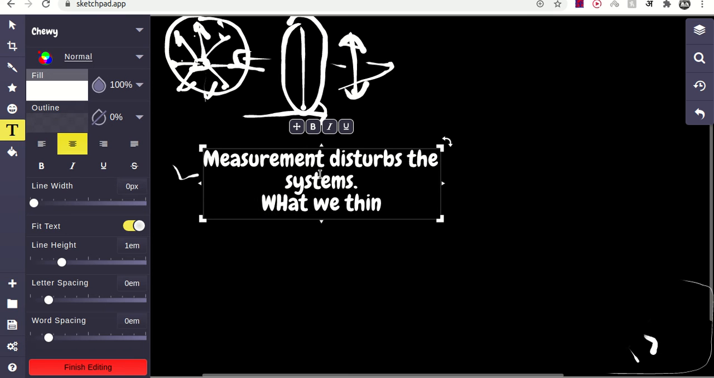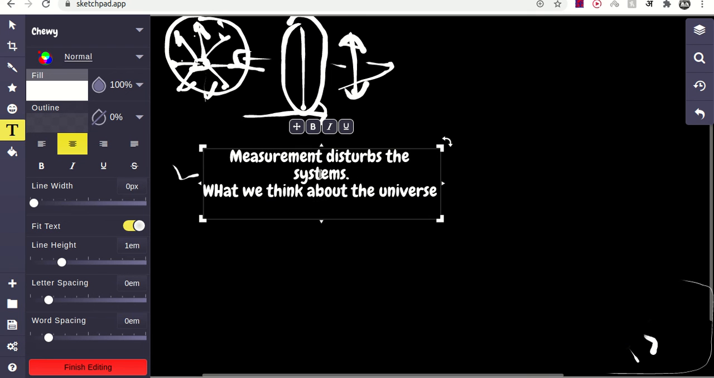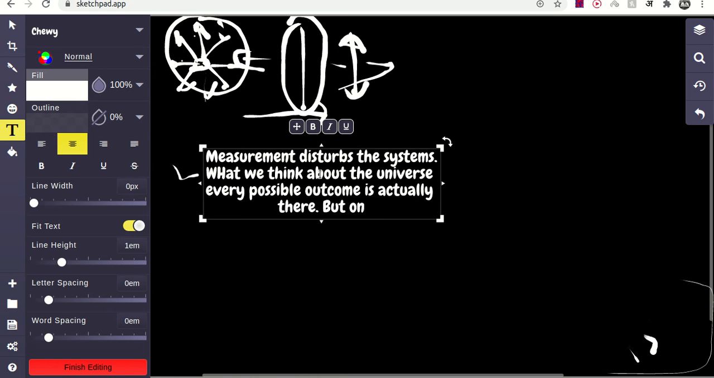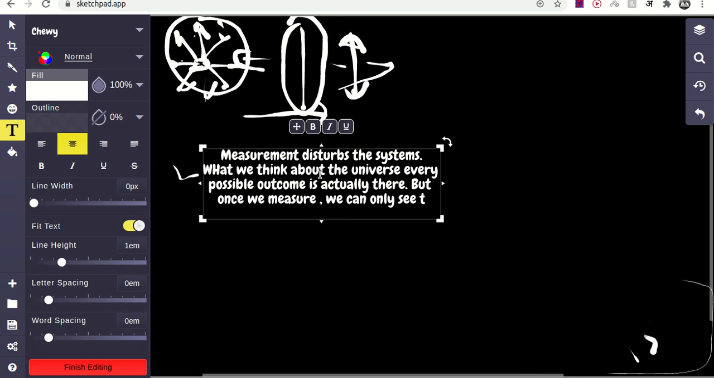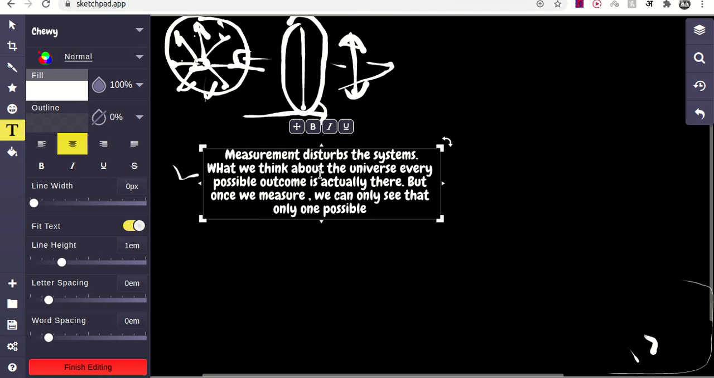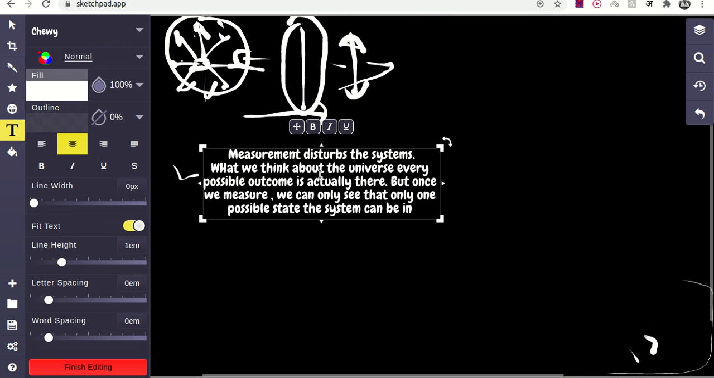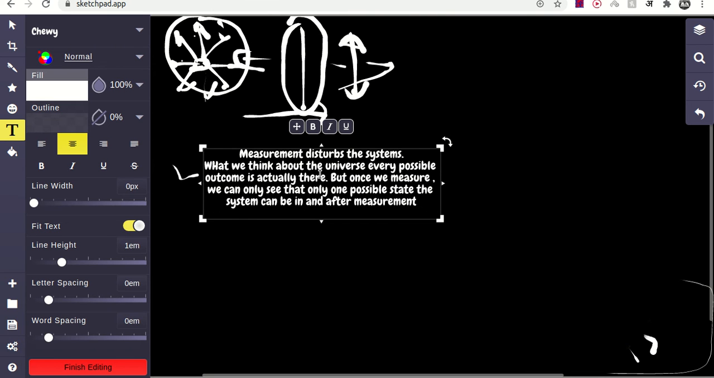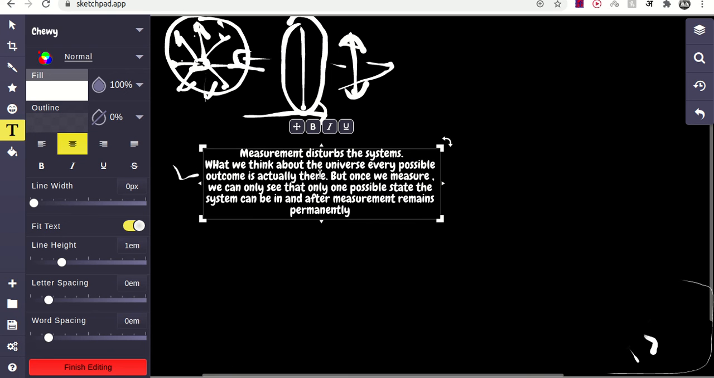What we think about the universe is that every possible outcome is actually there, but once we measure, we can only see one possible state the system can be in, and after measurement it remains permanently in the measured state. This is the post measurement state.